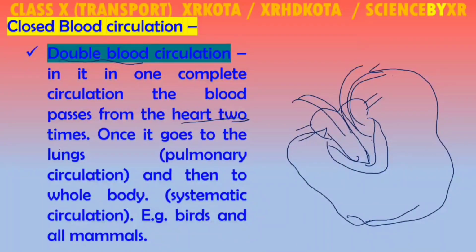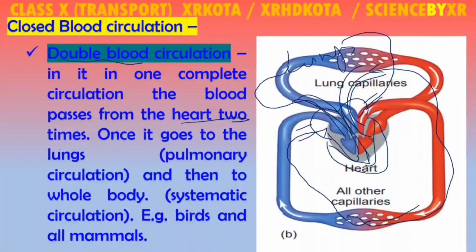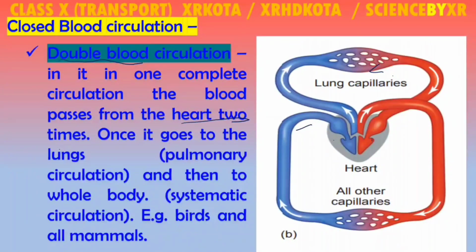From the right atrium it goes to the right ventricle, from the right ventricle it goes to the pulmonary artery, and then to the lungs, and after oxygenation it returns back to the left atrium. So here the two circulations are there. There are two complete circulations which we can understand in this diagram.